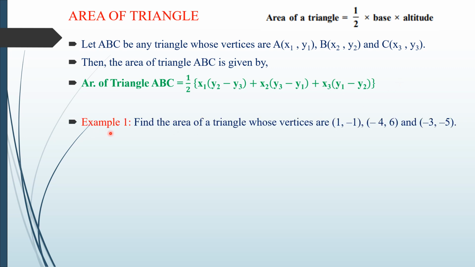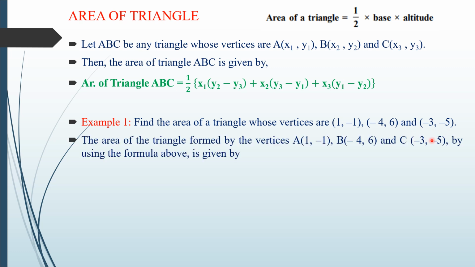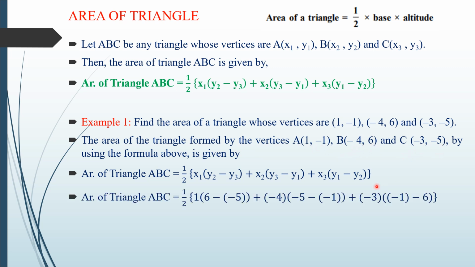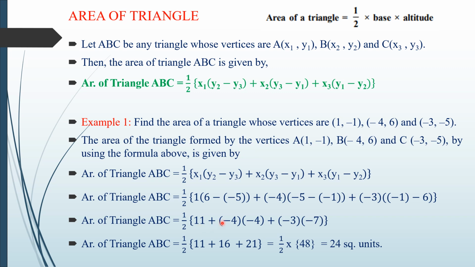If I want to take an example for this, find the area of a triangle whose vertices are 1, -1, -4, -6 and -3, -5. The area of the triangle formed by these three vertices is given using the formula like this. Substituting all the values here, this is x1 y1, x2 y2, x3 y3. I substitute all the values in the formula, and when I simplify this, I am going to get the area of the triangle as 24 square units. Try to work out this example, how we got this simplified answer here. It is going to be very simple.